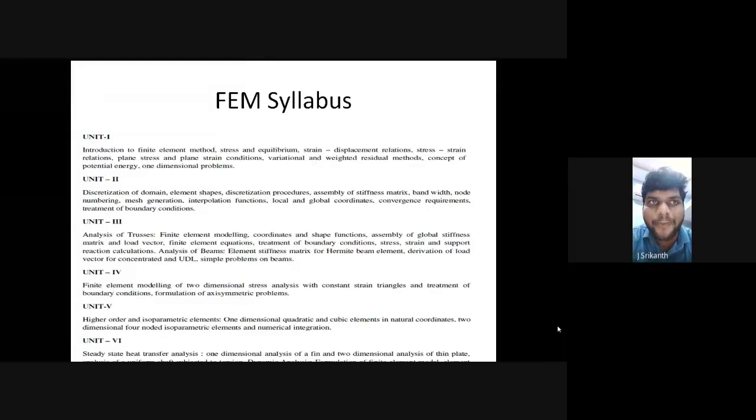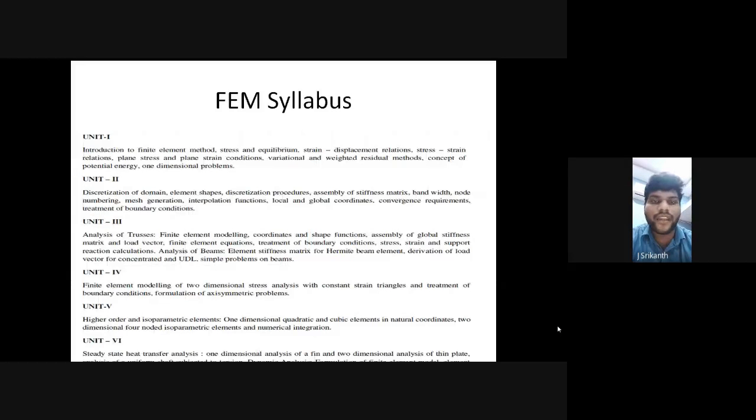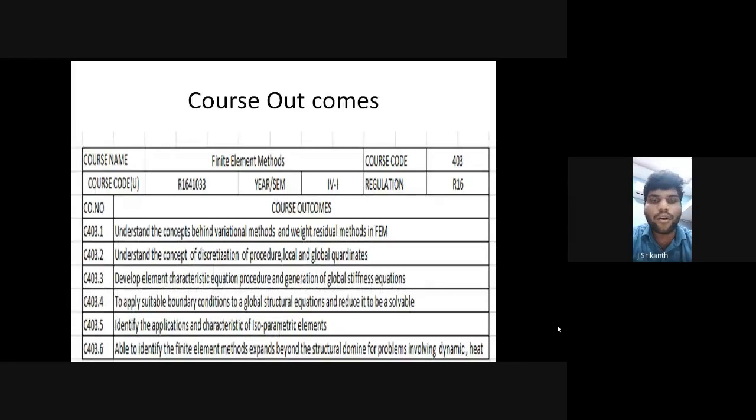What is the main purpose of finite element methods? What is the definition of finite element methods? At the same time, some applications, advantages and disadvantages of finite element methods. So listen carefully. This is the syllabus of finite element methods in all 6 units. Okay, at the same time, course outcomes. This particular finite element method includes some course outcomes.